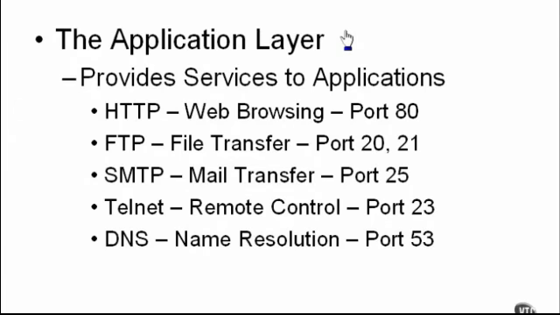The very top layer of the OSI model, layer 7, is called the application layer. And the application layer provides services to applications. But as we said, when you think about applications, you shouldn't think just about Word or Excel or PowerPoint. In fact, that's not the type of applications that we're talking about. What we're talking about are communication applications.